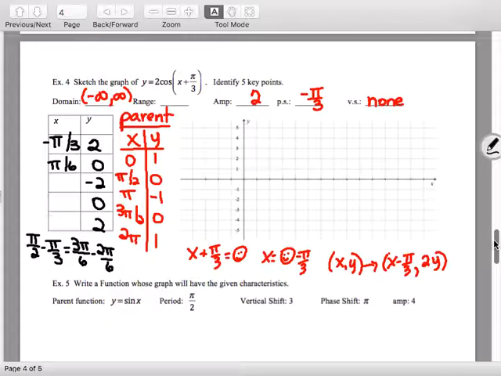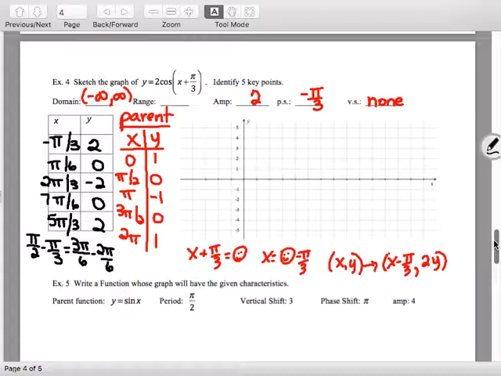I can do my y values because all you're doing is multiplying by 2. Then when you do pi minus pi over 3, that's 2 pi over 3. 3 pi over 2 minus pi over 3, I got 7 pi over 6. And then I got 2 pi minus pi over 3 is 5 pi over 3.